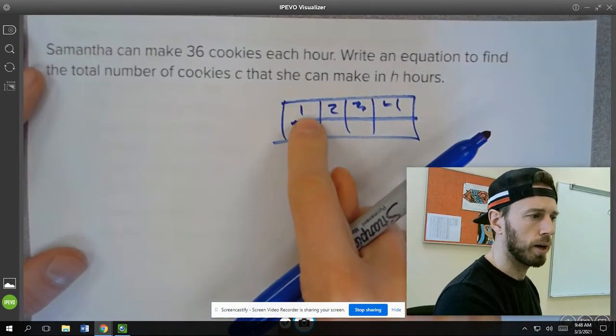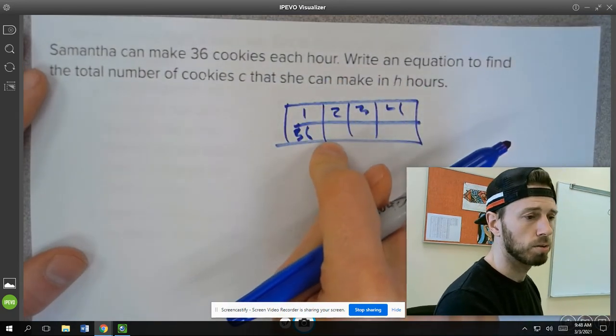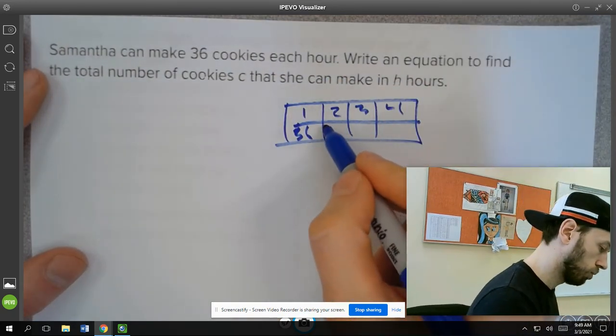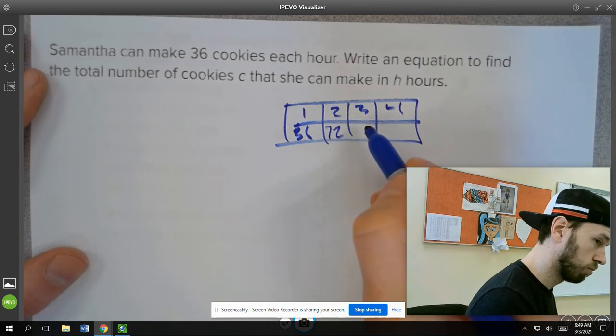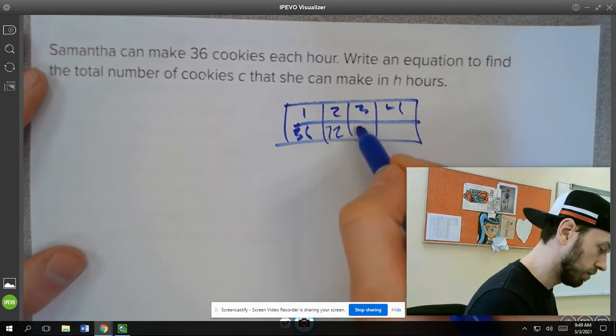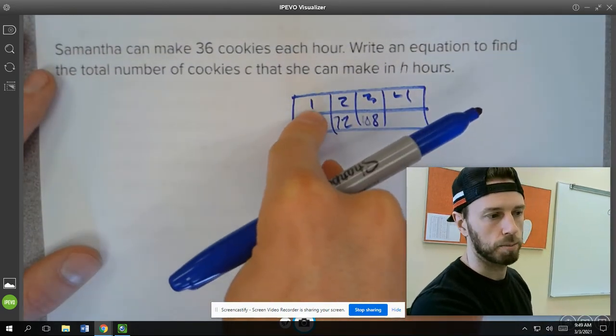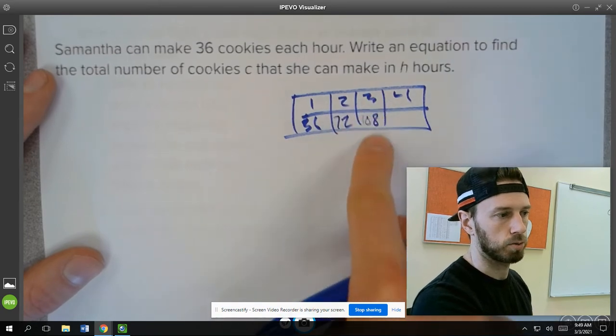How many cookies would she make in 1 hour? Well, 36. How many cookies in 2 hours? 72. How many cookies in 3 hours? 108, so on and so forth, right? So what's happening here is we're multiplying the number of hours times 36.